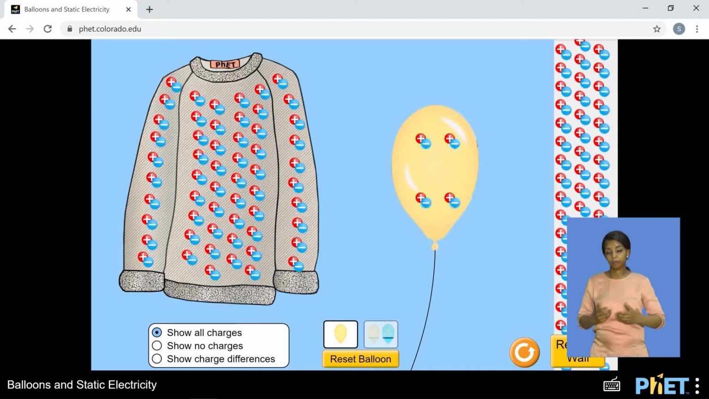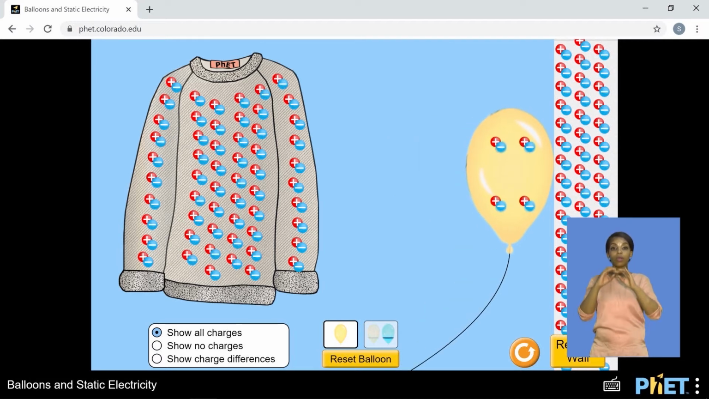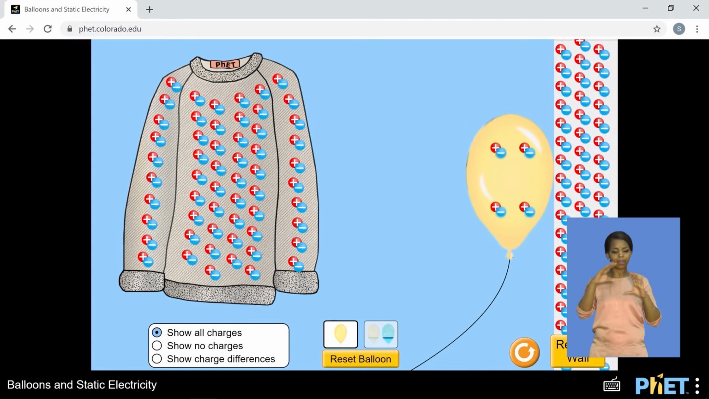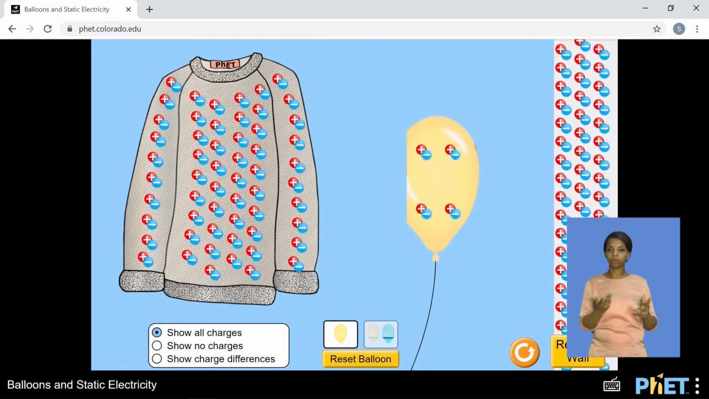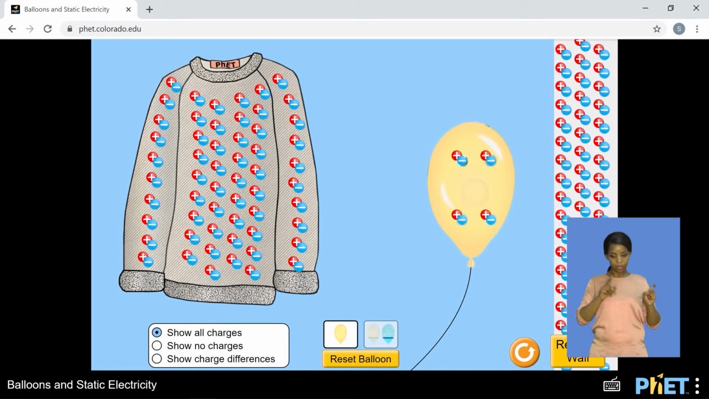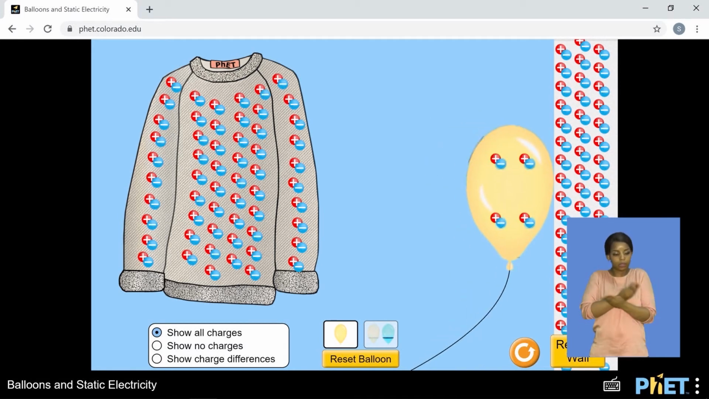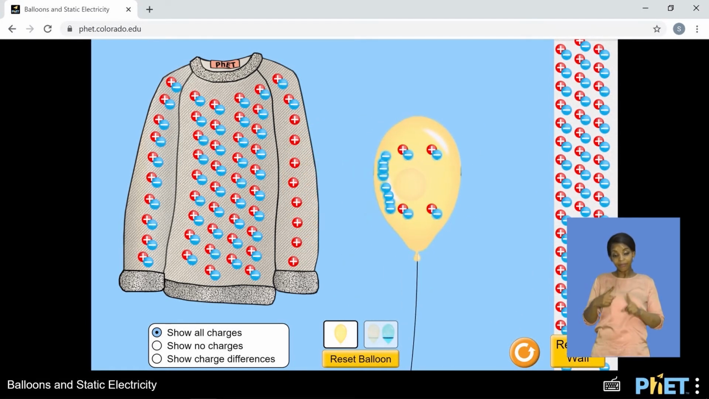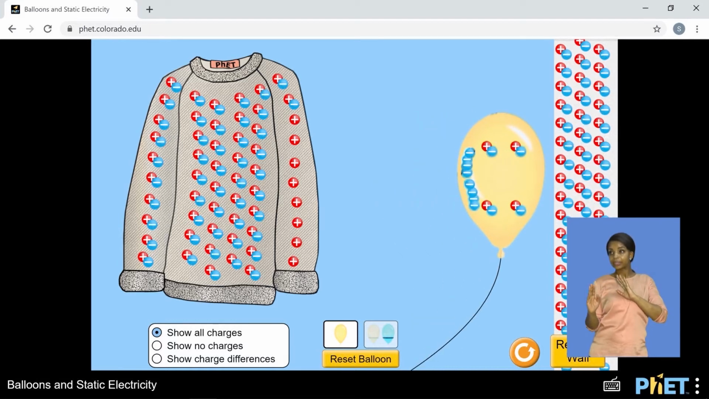So if we take the balloon to the wall, you'll realize that there's not much happening there. Why? Because both of them are actually neutral, and both of them are actually insulators. Now, the charge cannot be transferred between those two. However, if we do the opposite, you go to the jersey, there is that observation. Now, look at what happens.